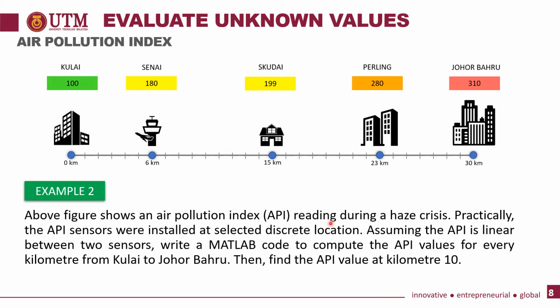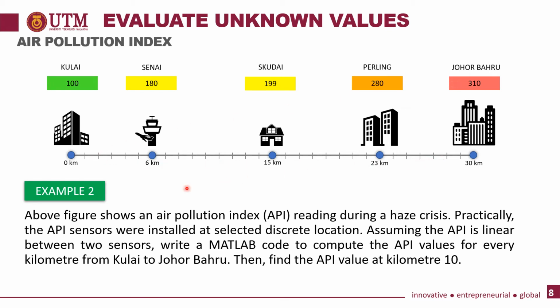Assuming the API is linear between 2 sensors, write a MATLAB code to compute the API values for every kilometer from Kulai to Johor Bahru. Then find the API value at kilometer number 10. What this example wants you to do is find the API value here, or here, or at any place. Because it says assuming the API value is linear, it means the API value is assumed to be continuous. So the distance is basically also continuous.